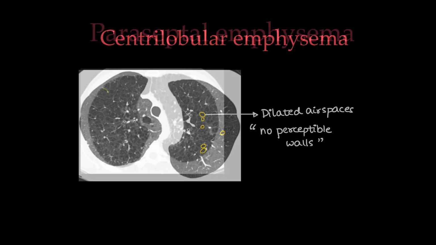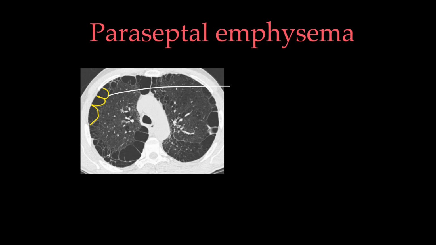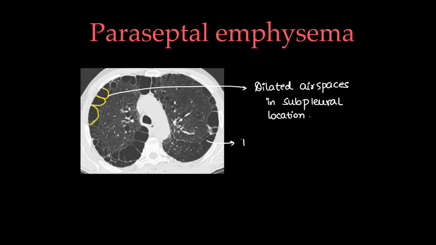This is centriacinar emphysema. Next, along the pleural spaces, along the fissures, we can see paraseptal emphysema. These are dilated air spaces with somewhat perceptible walls along the air spaces. These are identified due to their location.